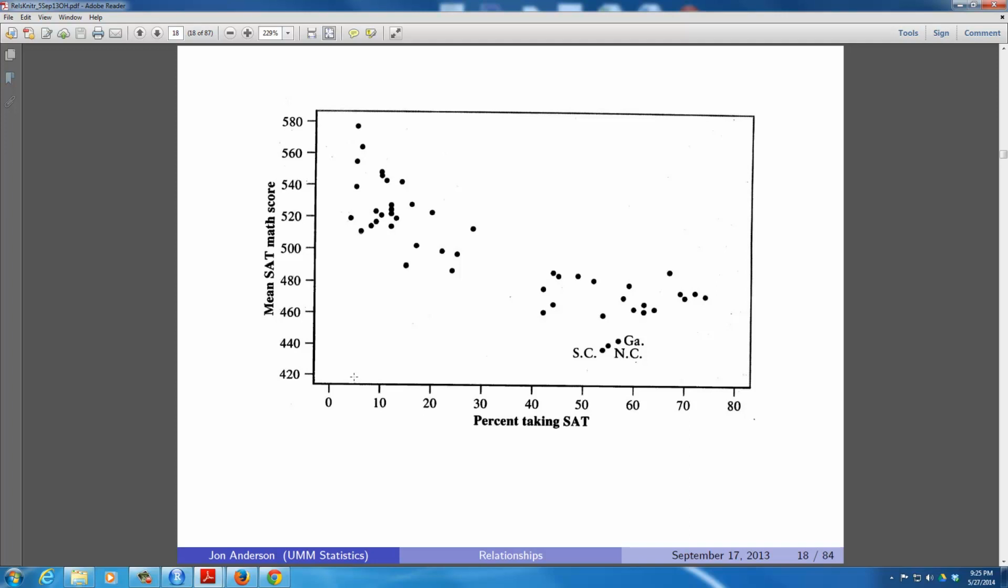And so those are going to be the students taking the SAT. Do you think those students will be very good at math? Well, it turns out they are very good at math. And their average math scores are very, very high because it's only the very best students in the state that are taking them.